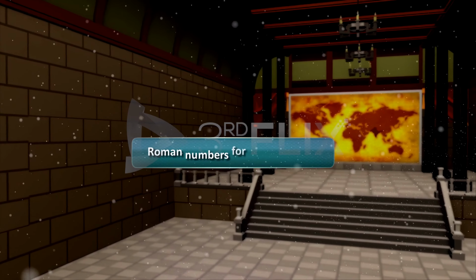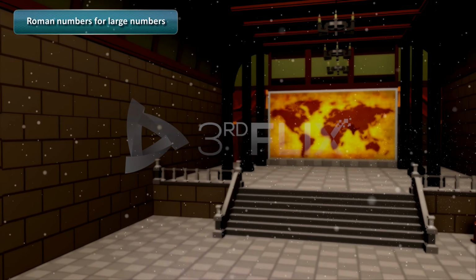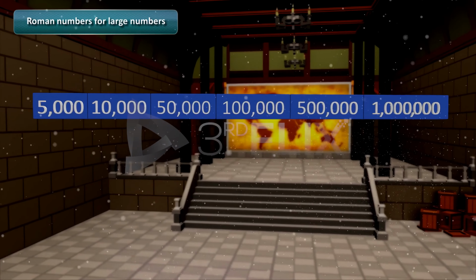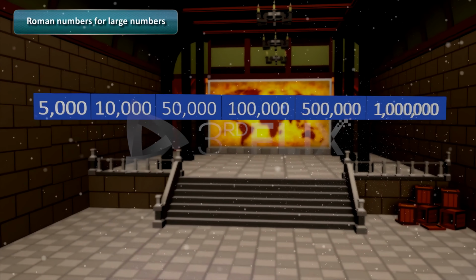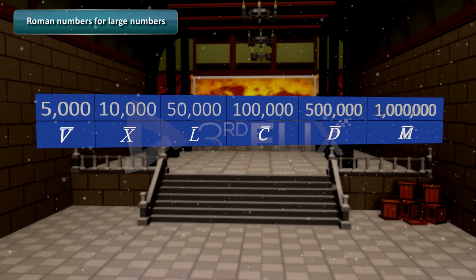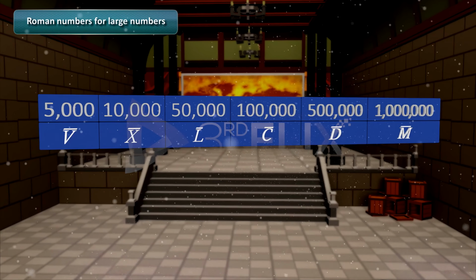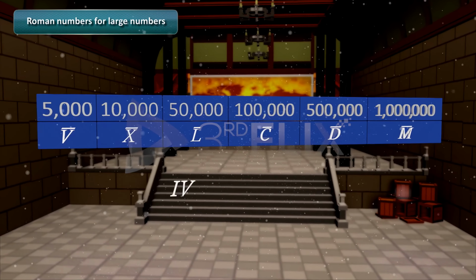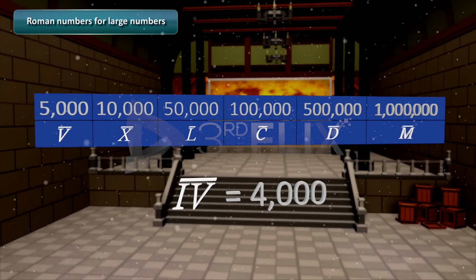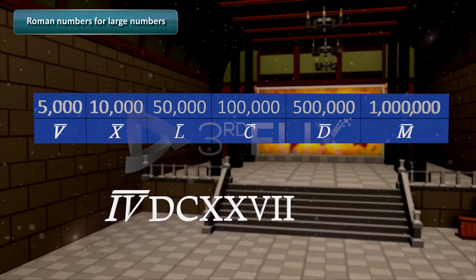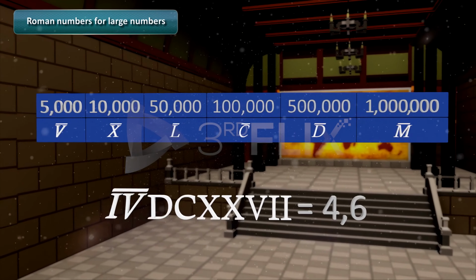Roman numbers for large numbers. Numbers greater than 4000 are formed by placing a dash over the symbol, meaning times 1000, but these are not commonly used. Examples: IV with a bar equals 4000. IV with a bar DCXXVII equals 4627.